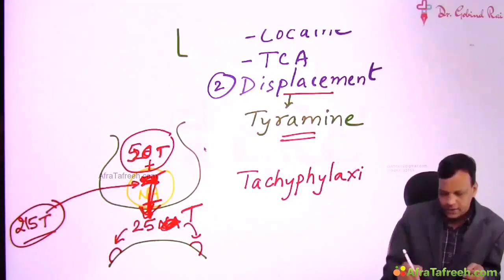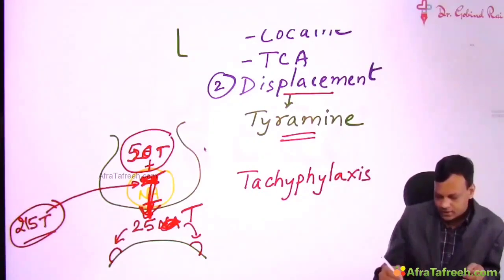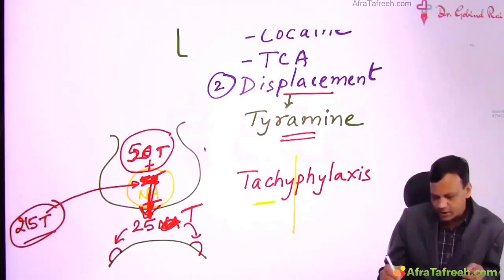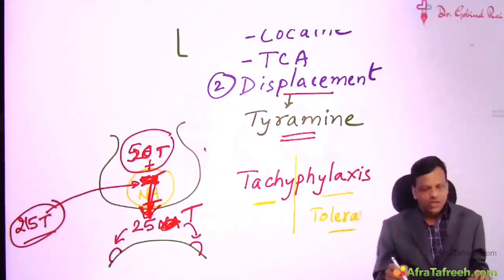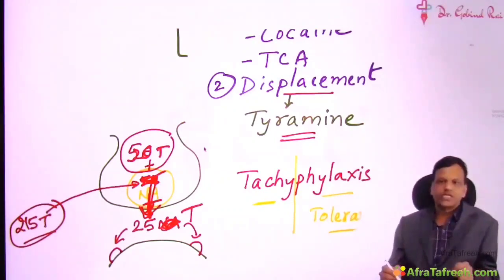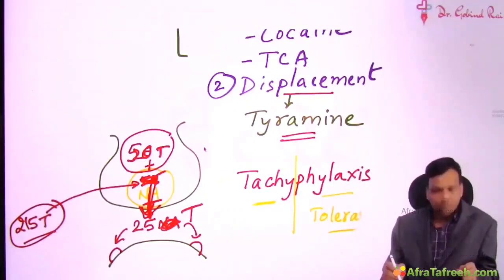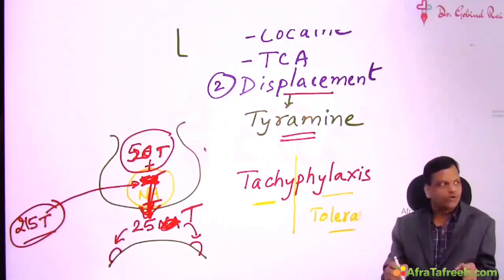Tachyphylaxis. It is divided into two parts. Tachy means fast, phylaxis means tolerance. So when we give a drug like tyramine, they will produce action for 2 or 3 doses, but after that suddenly the tolerance will occur to their action. Remember, normally tolerance is slow to develop, but in these drugs the tolerance is very rapid to develop.